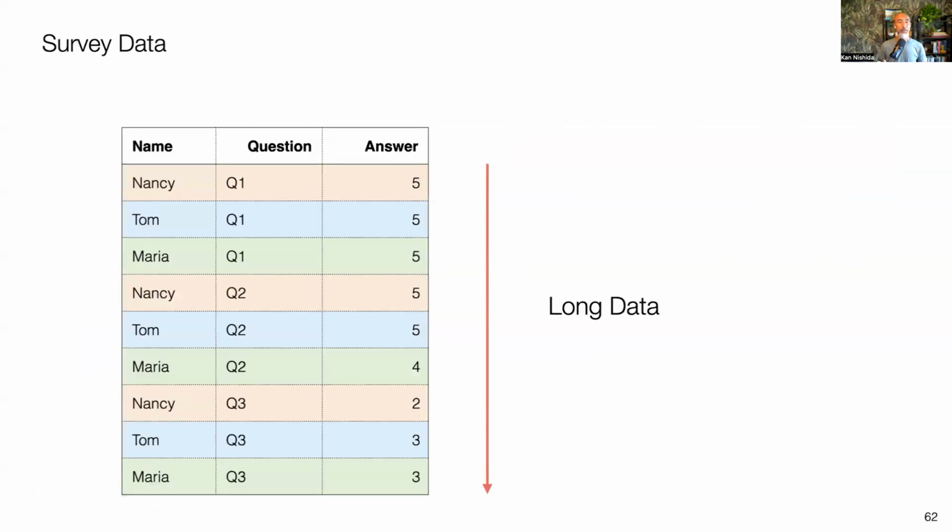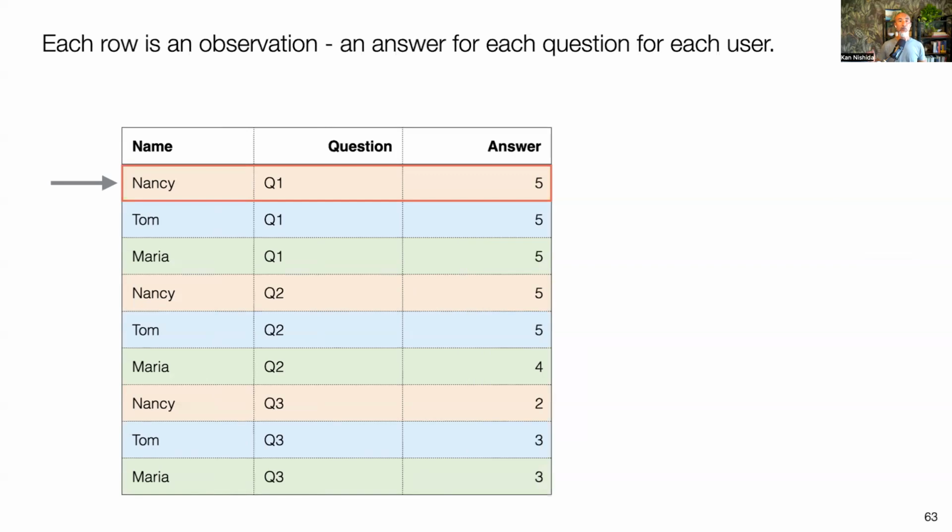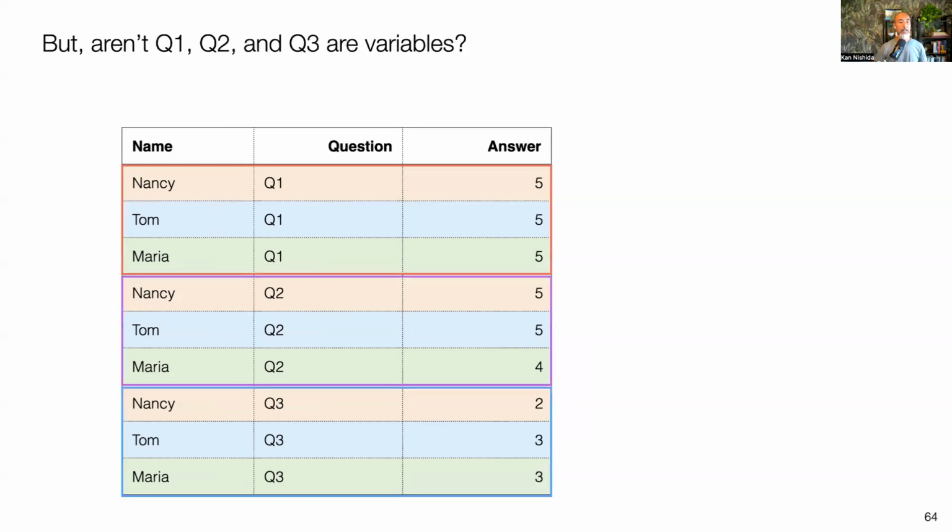The question is one variable, and the answer is another variable, because now it's long data, right? Each row is an observation, but it's also Nancy's first question. That's each row, okay? And that means Q1, Q2, Q3, question 1, 2, 3, are now spread out over three rows.